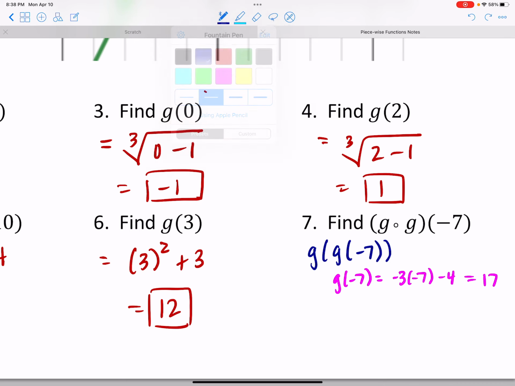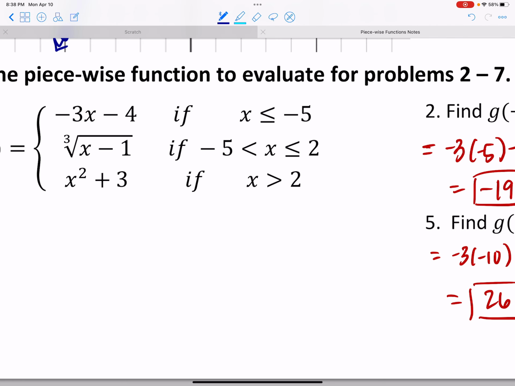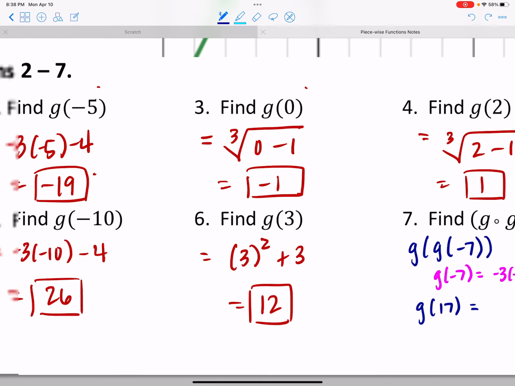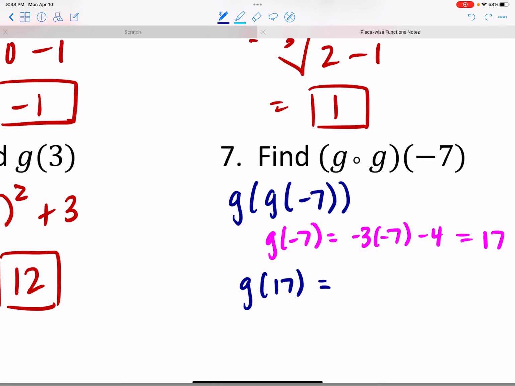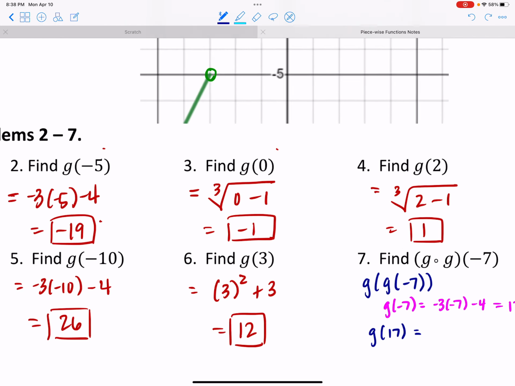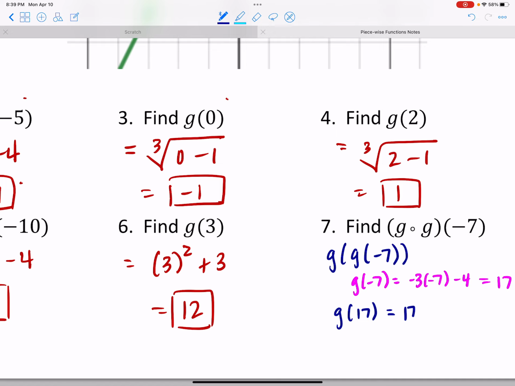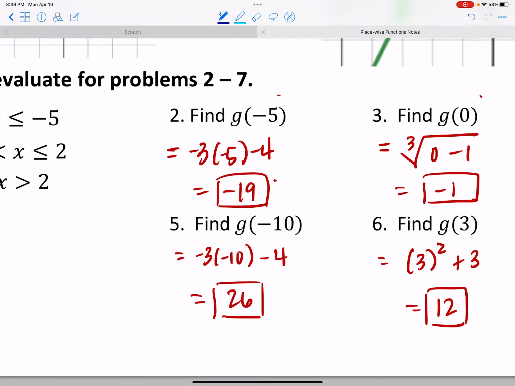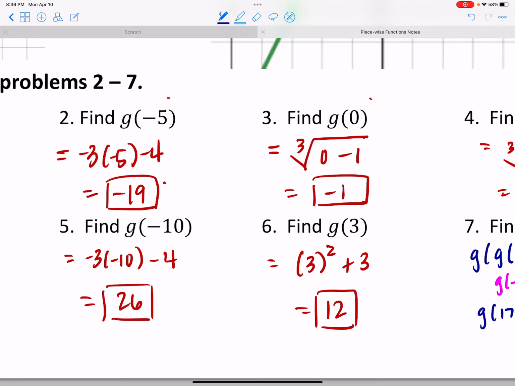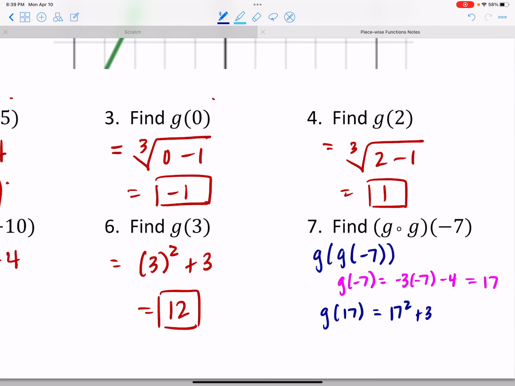So to finish this problem, we're going to find g of 17. So 17 is going to go to another piece because 17 is now in this domain. So if I plug 17 into this domain, then I have 17 squared, and then a +3. So 17 squared is 289, 290, 91, 92. So this is going to be 292 for the output there.